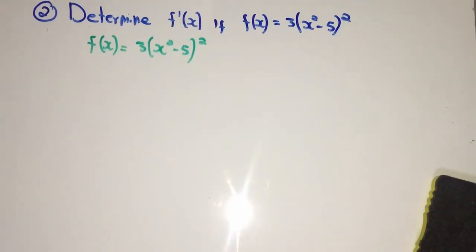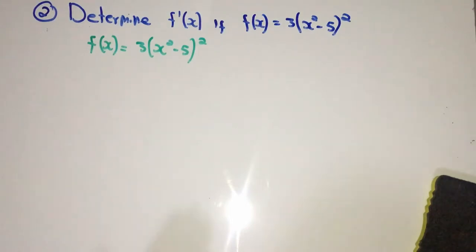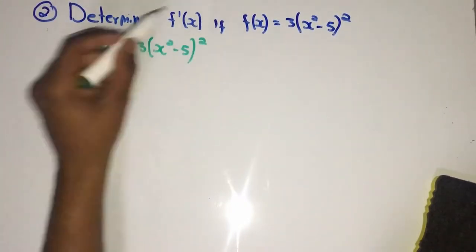Okay, so we can use the first principle, or we can use the other method that I showed. Why can't I show the first principle? Because it's very long. If the question doesn't specify which method to use, use the easiest one, the quick way out. So that's our f of x.